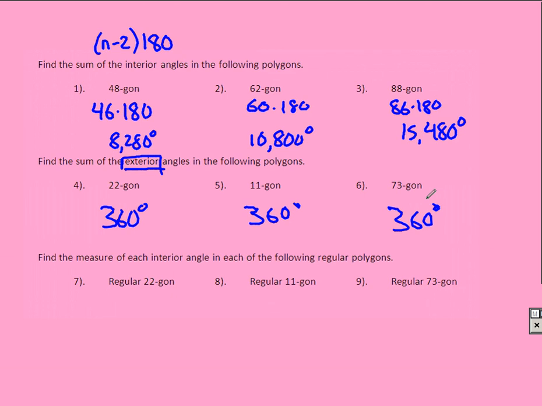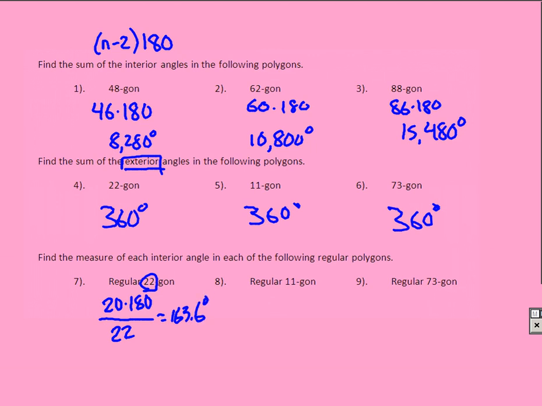Alright, and with these ones with the regular polygon, you start the exact same way as you did in 1 through 3. So 22 gone means I'm going to do 20 times 180. But then what I have to do is divide by how many sides or angles I have. So divide by that new number, 22. That means I should get an answer of about 163.6 degrees.